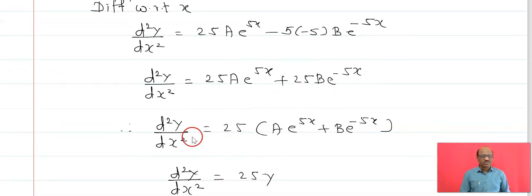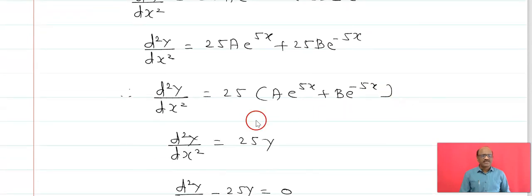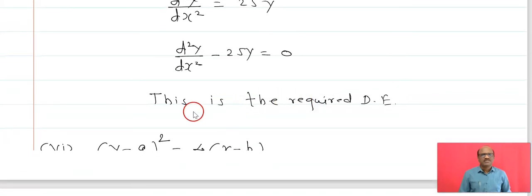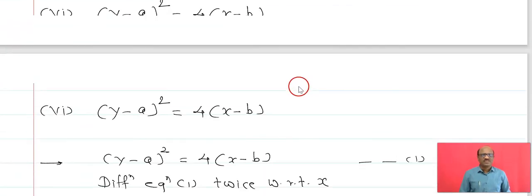Take 25 as common and then you will get d2y by dx square equals 25 in bracket a into e raised to 5x plus b into e raised to minus 5x. And hence, what's the value of this? This is y. Therefore, d2y by dx square equals 25y, and therefore d2y by dx square minus 25y equals 0. This is the required differential equation.